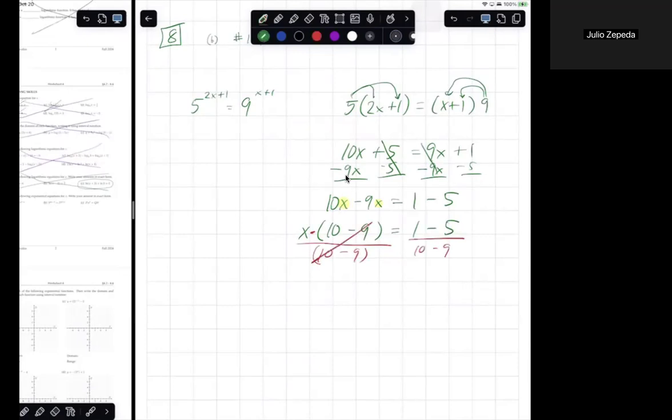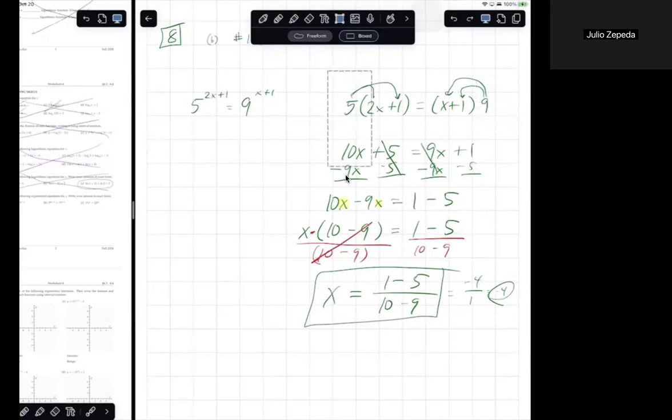This might look a little weird because you can say, well, you just combine those. 10 minus 9 is 1. But sure, 10 minus 9 is 1. And so I can divide by 10 minus 9 on both sides. So here is my answer. Of course, I could simplify this and we get -4 over 1 or -4. But that's not the point here. We're going to see that this exponential equation works out in a very similar fashion here. So let's go ahead and do that.